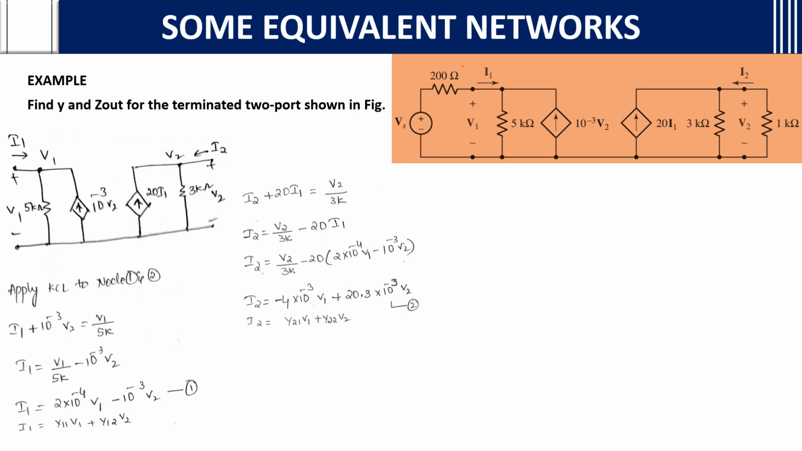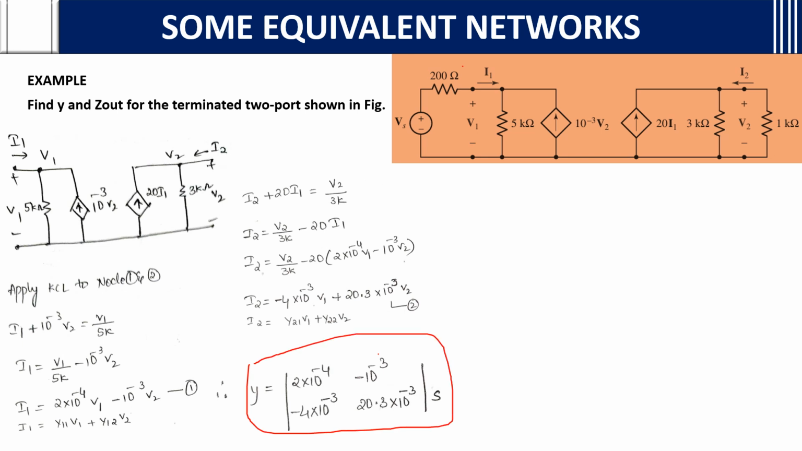So from this we got to know the Y parameters: 2 into 10 power minus 4, minus 10 power minus 3, then minus 4 into 10 power minus 3, 20.3 into 10 power minus 3. Now we got this. From here what we want is Z out. How to find Z out? Z out is V2 by I2. We have already seen the previous formulas. Z out is nothing but V2 OC by I2 SC.